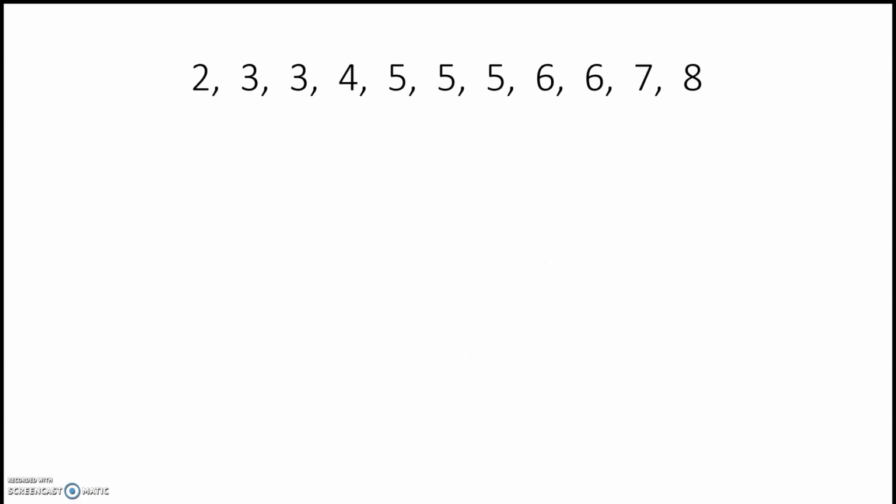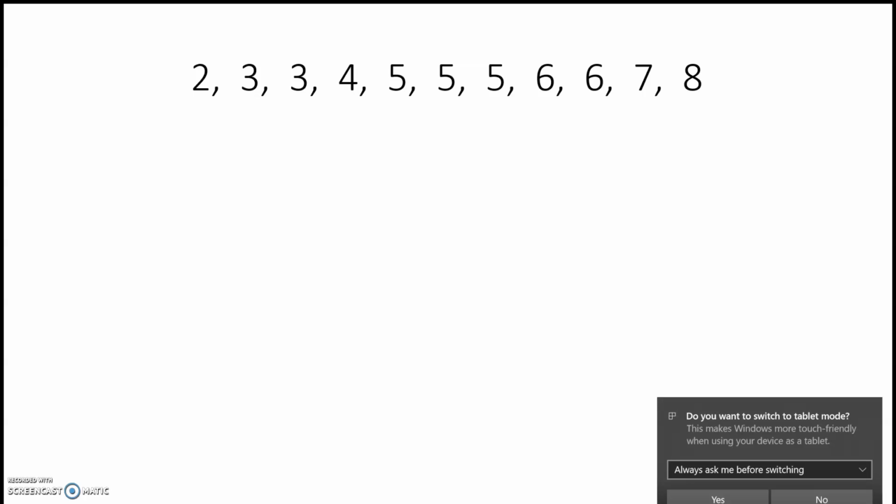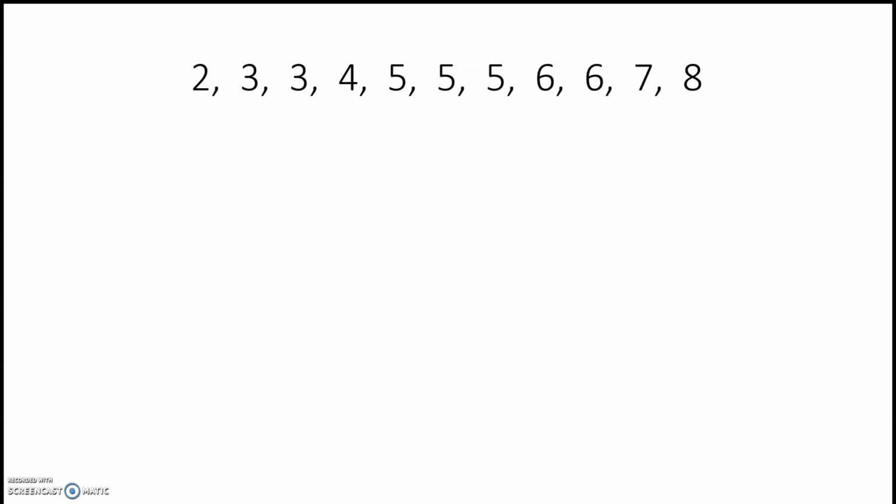Right here, I'm going to start with mode. Mode's pretty easy. Okay, when you look at the mode, you're looking for what number occurs the most. Well, there's 1, 2 3s, a 4, 3 5s, a 6, 2 7s, and an 8. 5s occur the most. So your mode is 5. That's all you do.